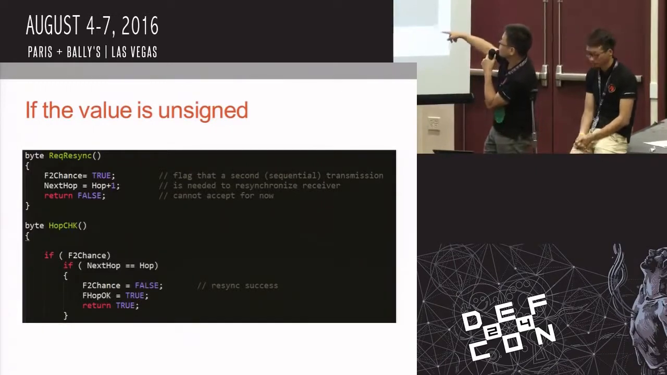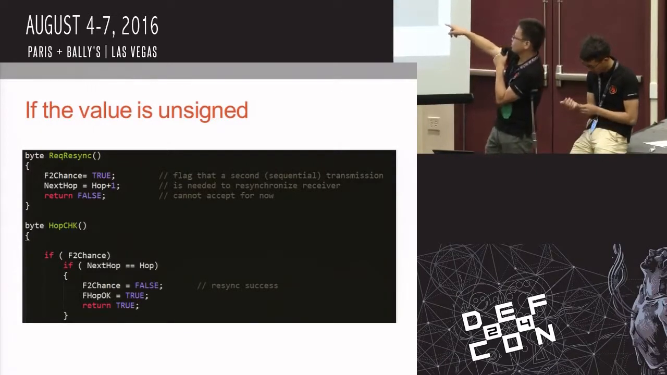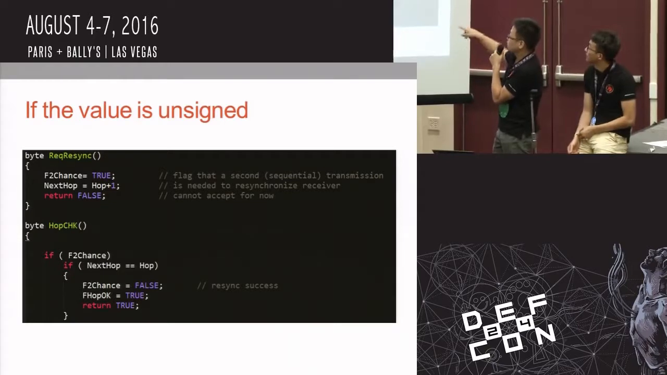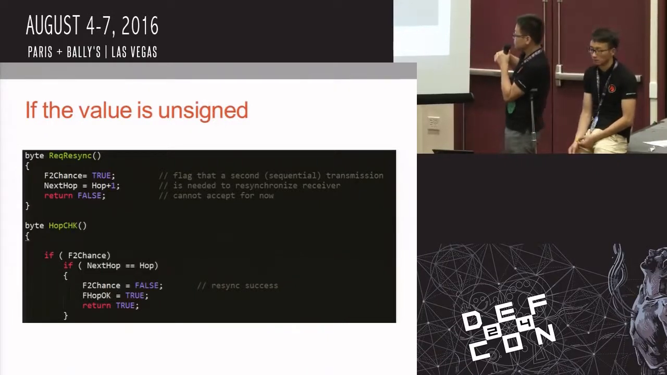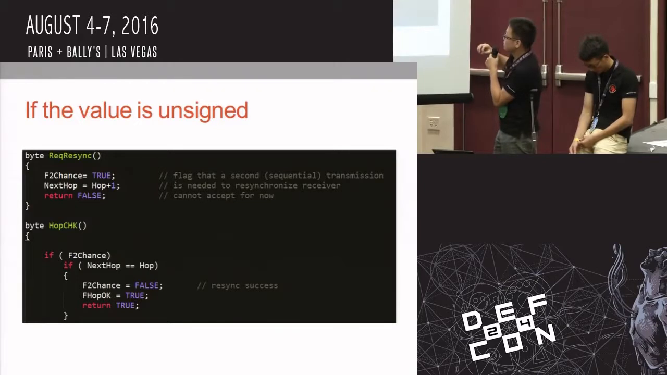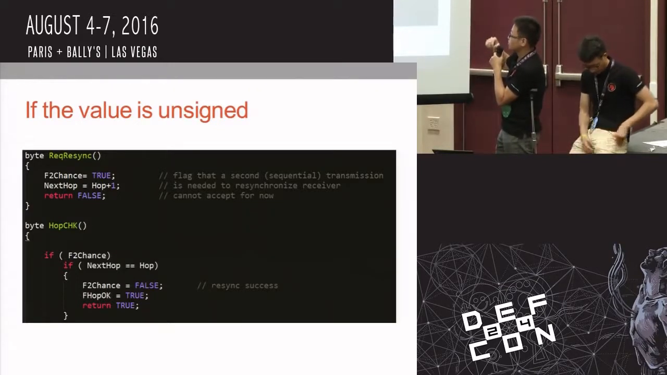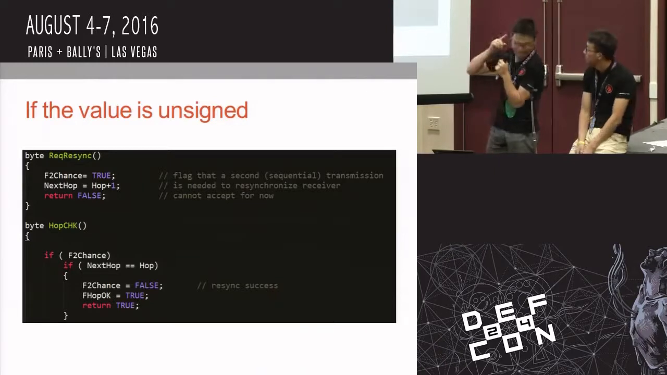So if they go to recognize, they will set the F2 chance to true and wait for the next hop. The next hop is the hop plus 1. So when they get the next signal, the value is 1 bigger than the previous.